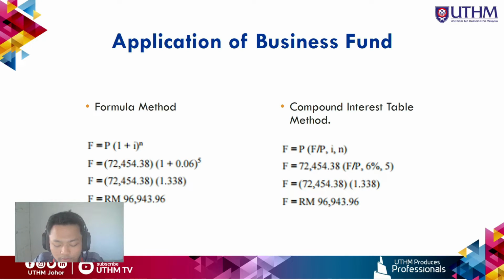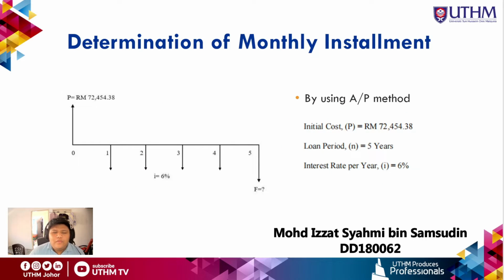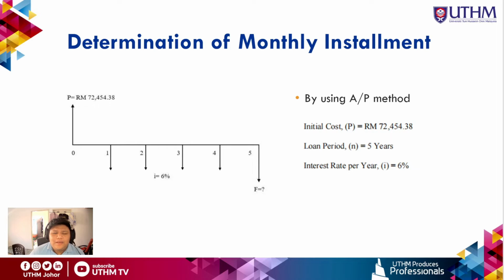Next, we will move on to the determination of monthly installment. As you can see, we are using the A over P method, which is finding A given P. P has been obtained before, which is RM 72,454 and 38 cents. This shows the cash flow for 5 years. The loan period for the cash flow is 5 years, and the interest rate per year is 6%.